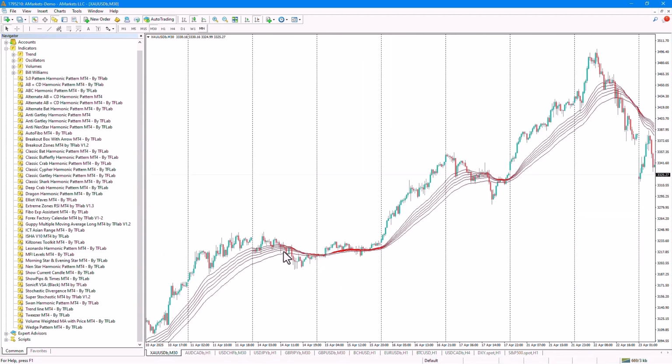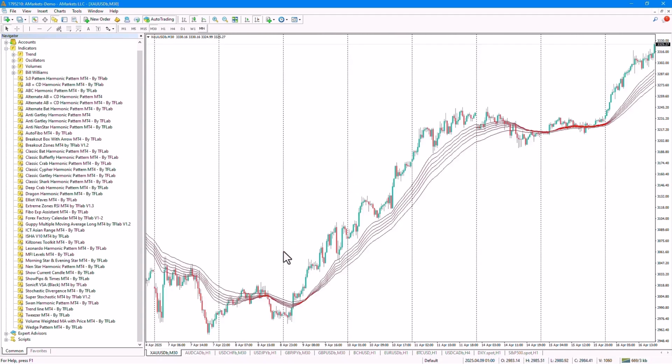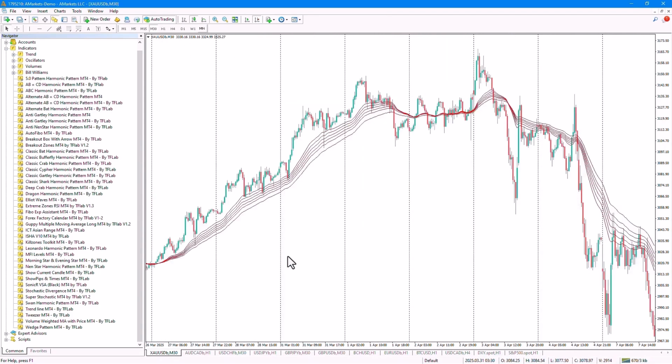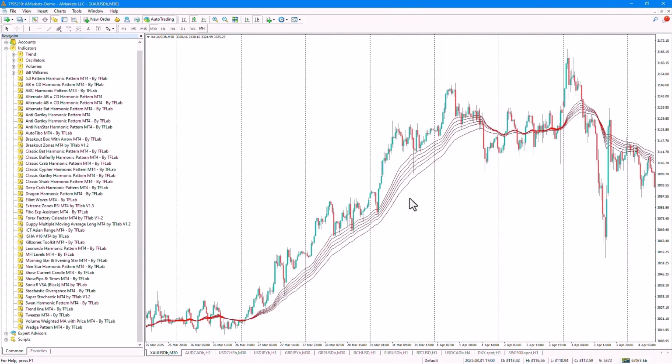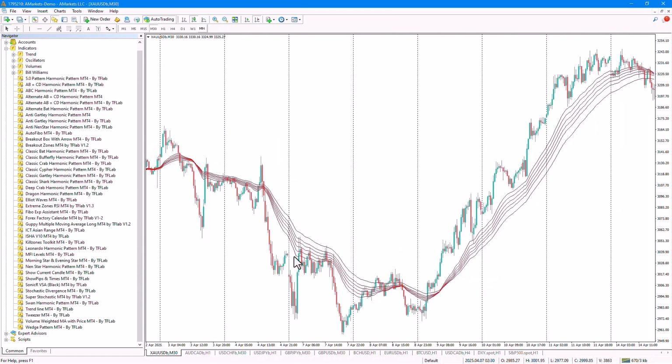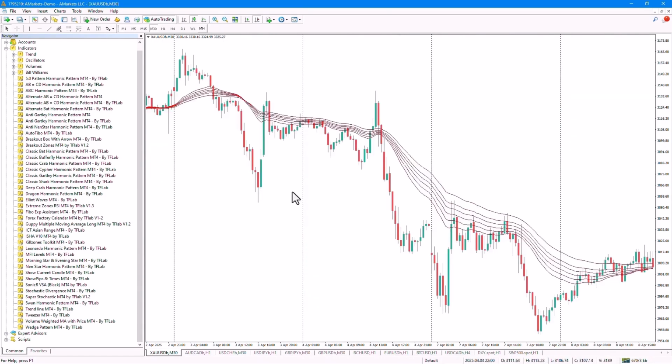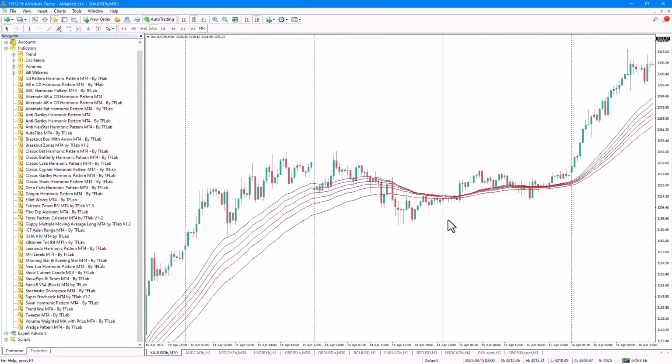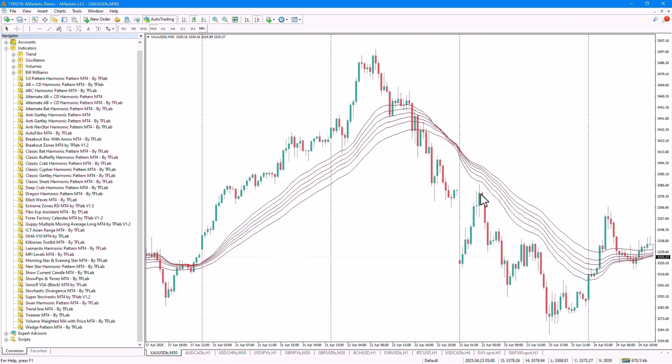The Guppy Multiple Moving Average Long Indicator is a special and highly practical tool that allows us to clearly identify the prevailing market trend. Additionally, we can also use the specific zones formed by the moving averages as important support or resistance areas.